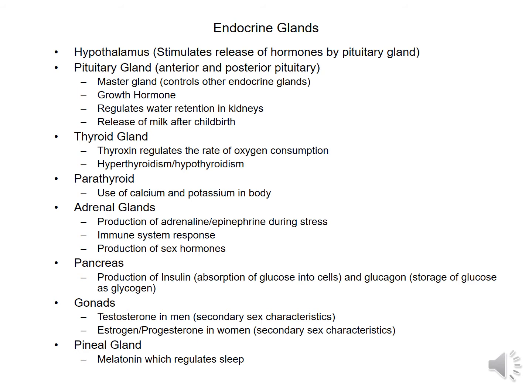The problem for the adrenal glands is that they produce both testosterone and estrogen in both men and women. The pancreas, of course, produces insulin and glucagon. Insulin, of course, is involved in transportation of glucose across cell membranes, and glucagon is involved in the storage of glucose in the form of glycogen in the liver and muscles.